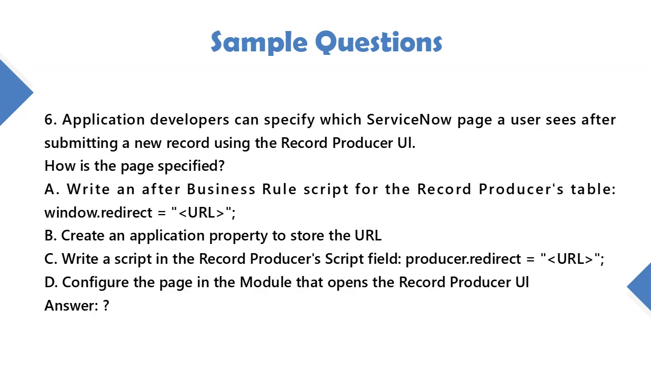6. Application developers can specify which ServiceNow page a user sees after submitting a new record using the Record Producer UI. How is the page specified? A. Write an after business rule script for the Record Producer's table, window.redirect equals. B. Create an application property to store the URL. C. Write a script in the Record Producer's script field, producer.redirect equals. D. Configure the page in the module that opens the Record Producer UI.